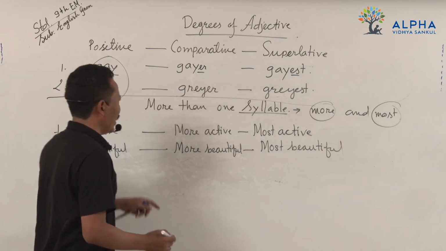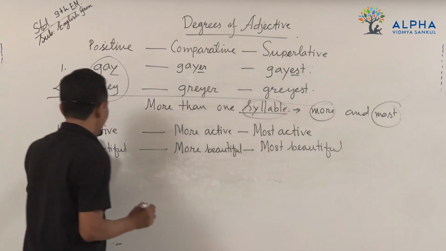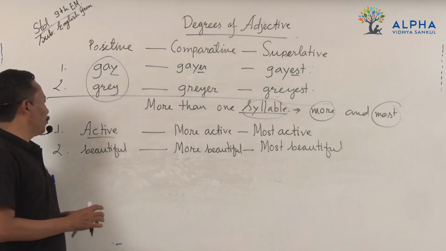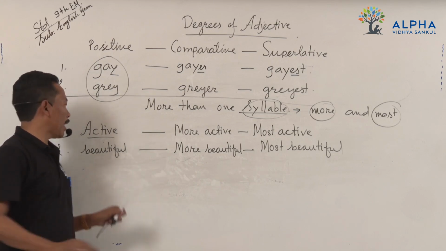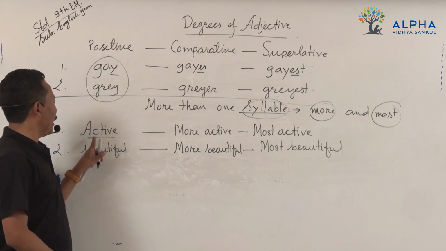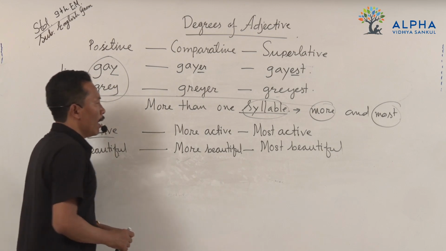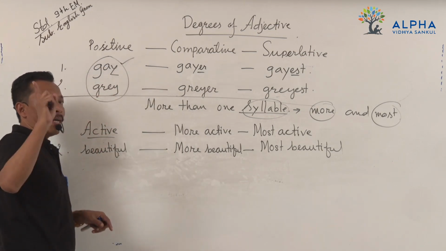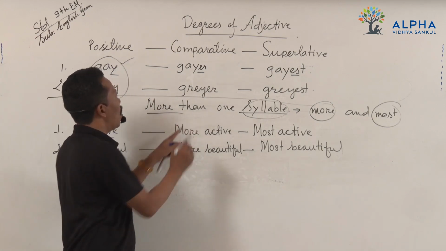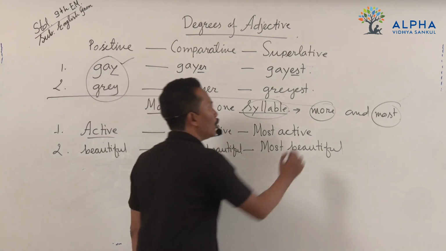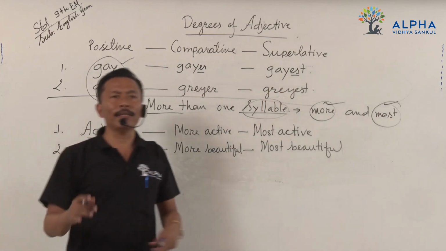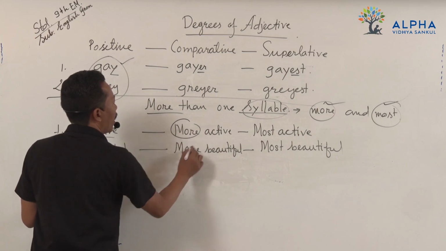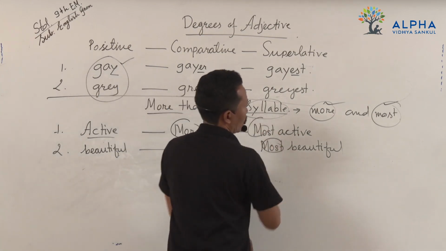And you may ask, what is syllable? Suppose I say the word active. Active. Beautiful. Beautiful. Now beautiful has 3 syllables and active has 2 syllables. Now here we say gay, gray, it is only 1 syllable. If the rule is that more than 1 syllable, we have to use more and most. It may be 2 syllable, 3 syllable, 4, 5, more than. So these are the rules. We have to apply more and most.